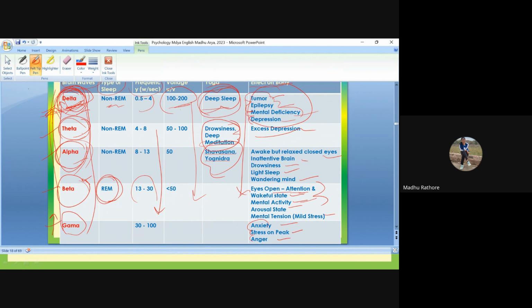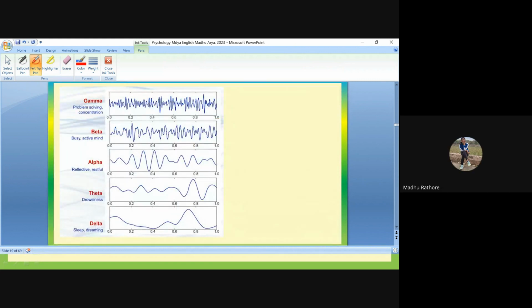So just learn that if tumor, epilepsy, these types of disorders are happening, then you can say there is a defect in your delta waves. Next, you can see the brain waves, their frequency, how they are moving. In delta waves, there are very low frequencies. In tumor also, our mental activities are performing very little. That's why they say it affects our delta waves. Maybe our delta waves are disturbed or affected. That's why we get tumor and epilepsy.